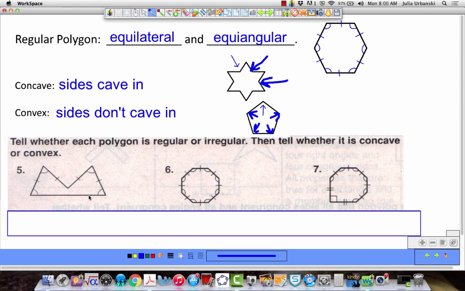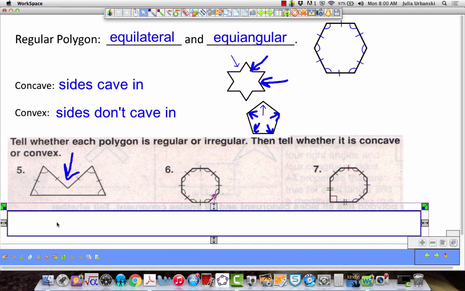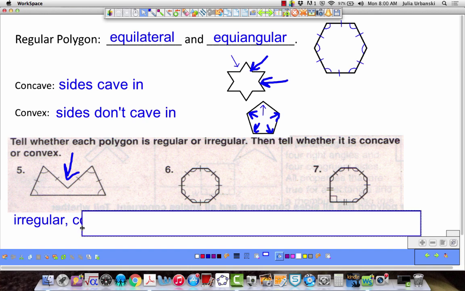So first of all, does every single segment here match every other segment? Four do, but the fifth one doesn't, right? These four match, but this one doesn't. It's actually longer than all the rest. So no, it's not regular. These angles don't match this angle right here, this really big angle. So no, it's irregular. Is it concave or convex? Concave is that piece caving in there. So it's irregular and it's concave.